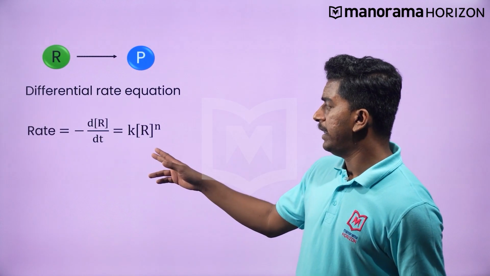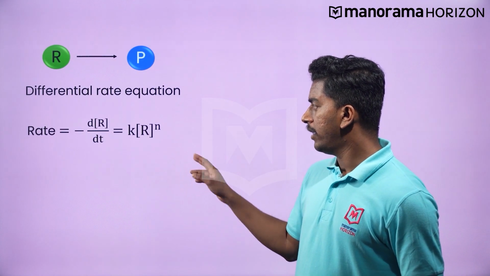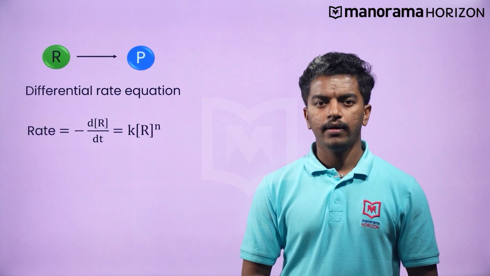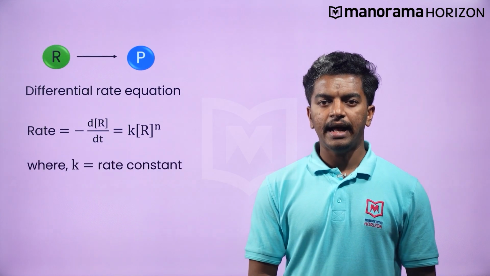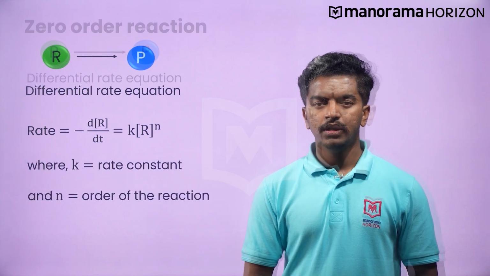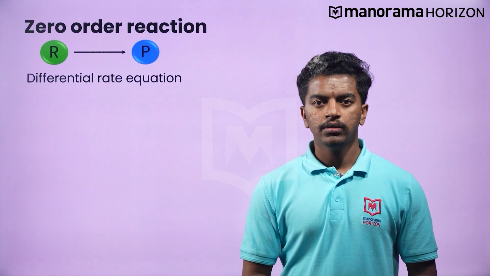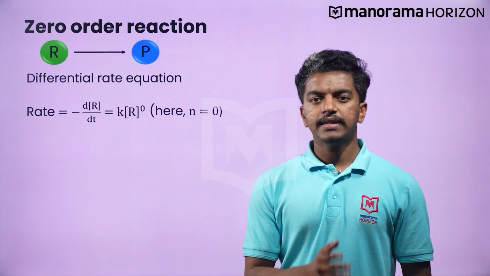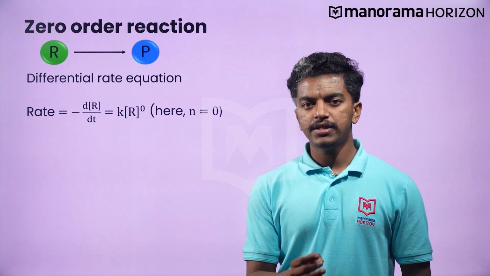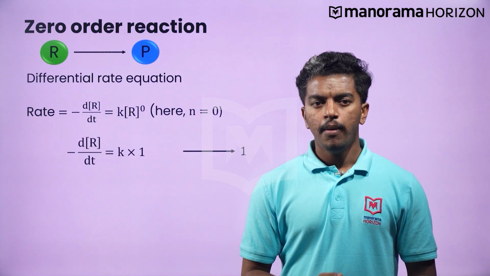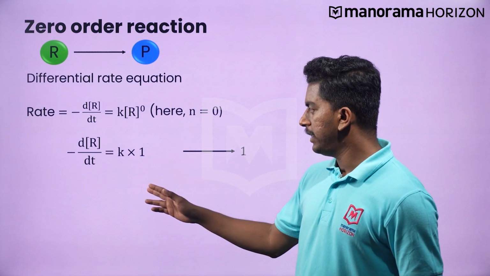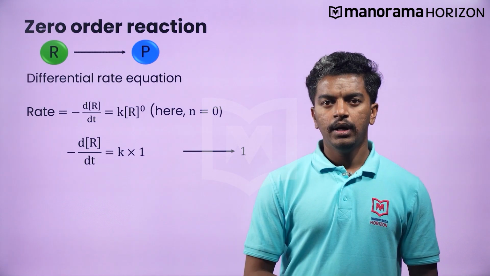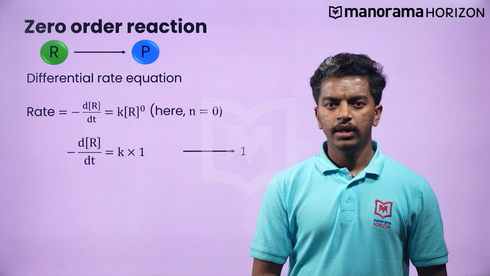The differential rate equation for this reaction may be written as -dR/dt = K R^n. K is the rate constant and n is the order of the reaction. If the reaction were of zero order, then the value of n would be 0. In this case, you may write the differential equation as -dR/dt = K. Let it be equation number 1.